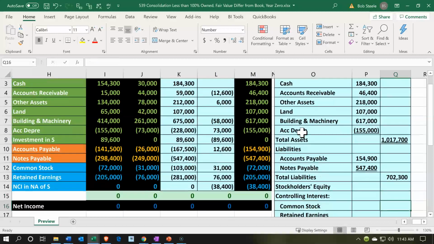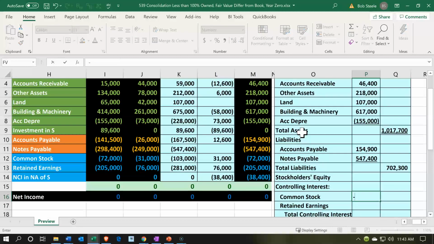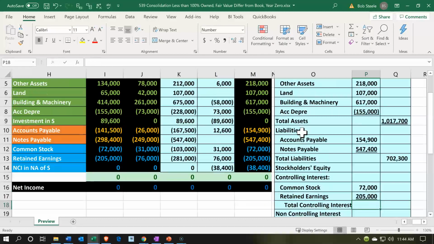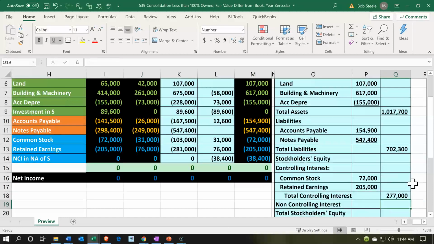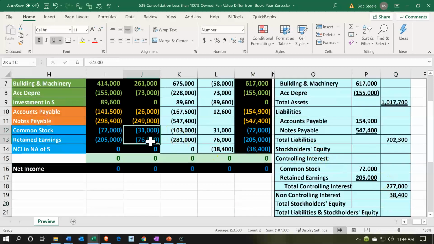And then we have the item down here in the stockholders' equity where we have the controlling interest and then the non-controlling interest. So the controlling interest, I'm going to pick up the common stock, the 72,000. We're going to pick up the retained earnings, the 205. You'll note these two accounts basically represent P's portion because we removed S's portion. And so that's the controlling interest, right? We're going to say, all right, this is the controlling interest, is the sum of those. And then the non-controlling interest, of course, is going to be the 38.4, representing the equity section of the non-controlling interest. We adjusted it, so that's not exactly that, but the non-controlling interest being the 38.4. So there we have it.